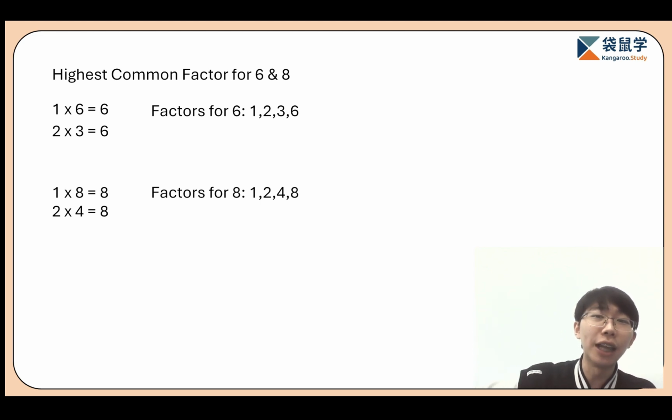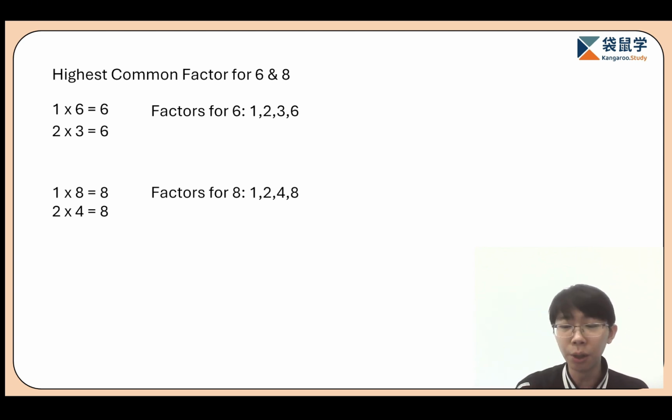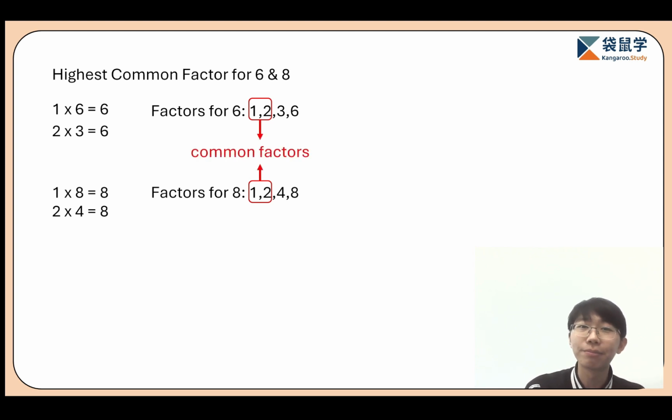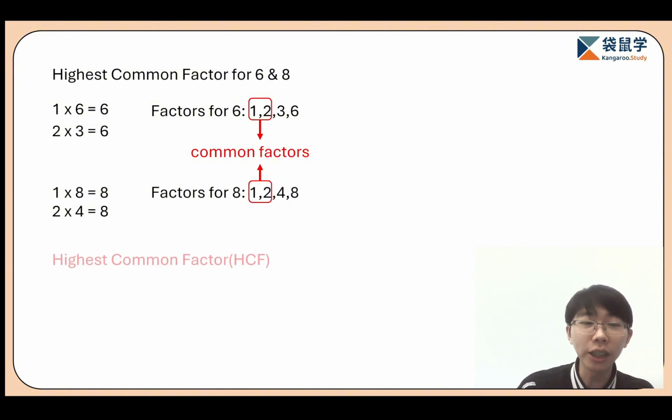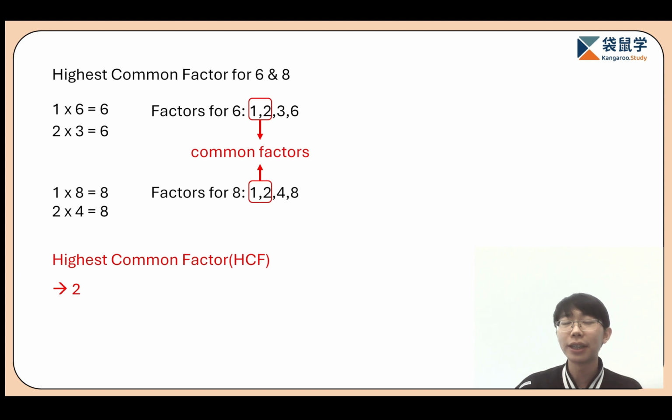Among this list of numbers, 1 and 2 are in common. So we call them the common factors. Among them, 2 is the largest common factor. So we call it the highest common factor, HCF. So you see, to find out the highest common factor for two numbers, you first list down the factors for these two numbers. Then, you find out their largest common one. Alright, back to this question.